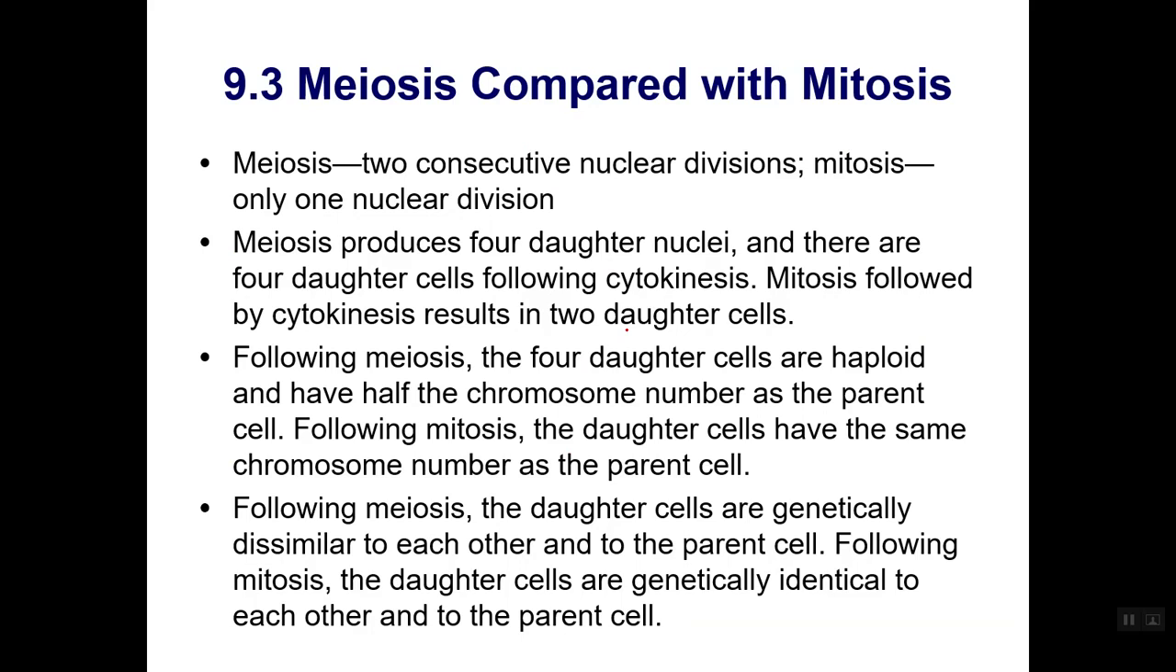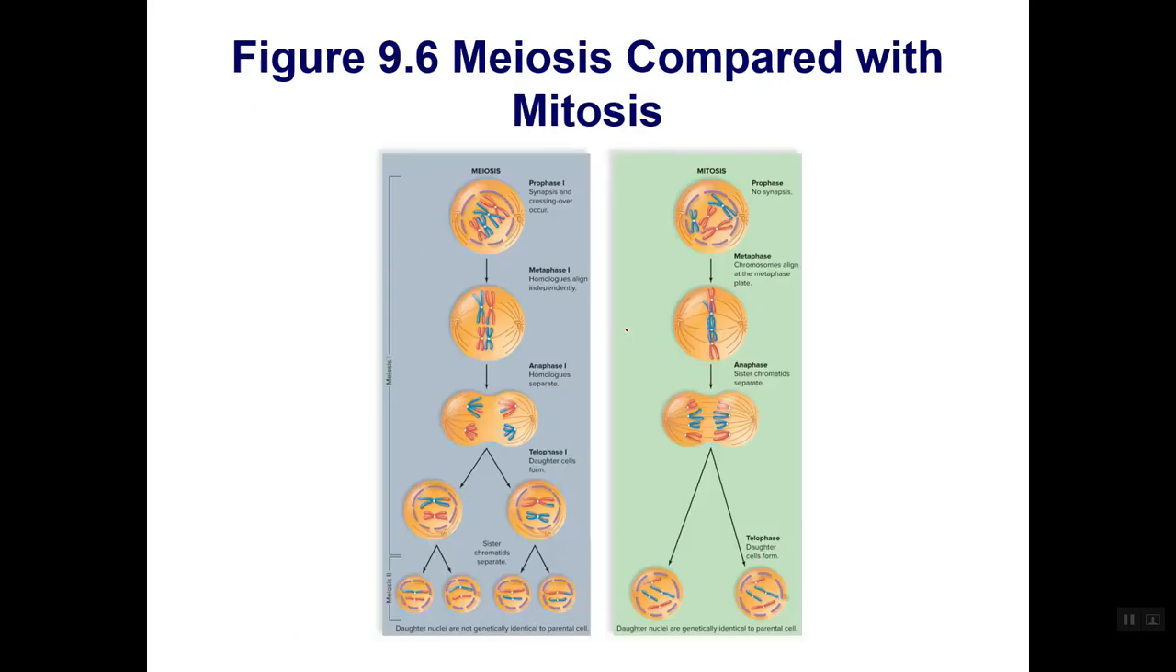All right, so let's compare meiosis and mitosis. Meiosis is 2 consecutive nuclear divisions, whereas mitosis was only 1. Meiosis resulted in 4 daughter cells, and those daughter cells were genetically different. Mitosis resulted in 2 cells that were genetically identical and only involved 1 round of division. This picture is 9.6 in your book, and it compares mitosis and meiosis via a picture format. Essentially all the same things that we just referred to.